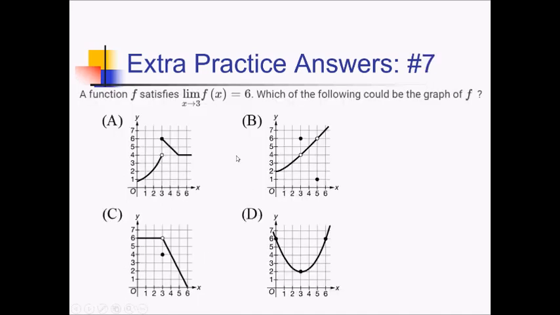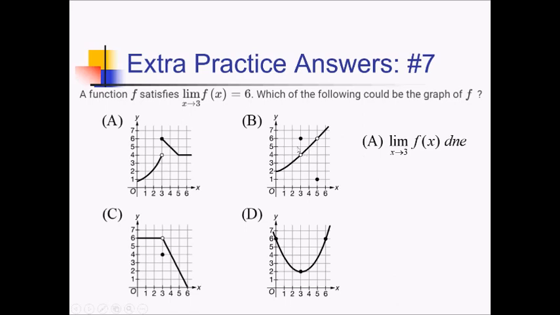For this problem, they're telling us that the limit as x approaches 3 of some function is 6. So which of these could be the graph of f? There's a lot of different possibilities of graphs that have a limit of 6 as x approaches 3. But let's take a look at each of these and see what the possibilities are. Taking a look first at choice A, we see here that the limit as x approaches 3 from the left and the right side are different numbers. We've got 4 versus 6. So the overall two-sided limit, which is what this is talking about, does not exist.